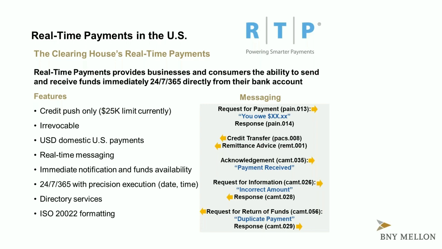And as Nazarene mentioned, RTP is more than just a payment. It's a real-time payment, 24/7, 365, finally irrevocable, but it really comes loaded with a lot of value-added messages facilitating the entire payments process that you can see there on the right side of the screen. You can see the different individual message types that are used, whether it's a pain 13 for a request for payment or a pain 14 for a response, a remittance 001 message for additional remittance advice that can be sent along with a payment or a request.